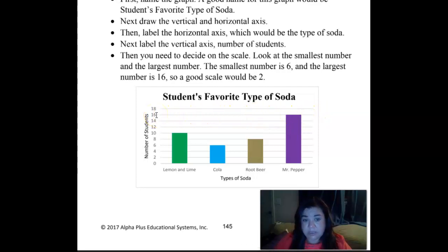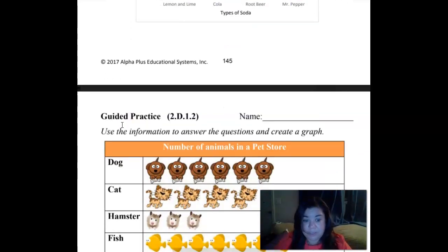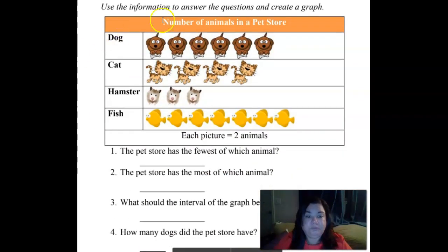Okay? So that's all you do, you take the chart information and make it into a nice little graph here. It's real simple. It's just drawing. That's fun. So let's look at one that's already done for us and answer some questions.